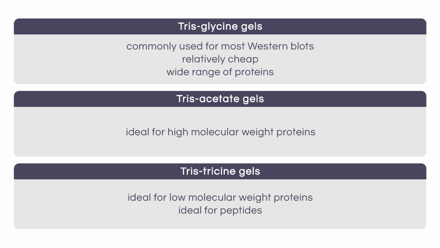But you might think about using an alternative buffering system or gel composition depending on your targets. For example, the Tris acetate gels are ideal for high molecular weight proteins, while Tris tricine gels are ideal for low molecular weight proteins and peptides.